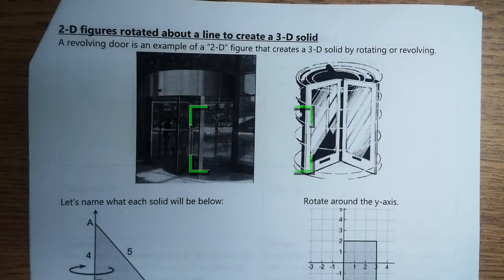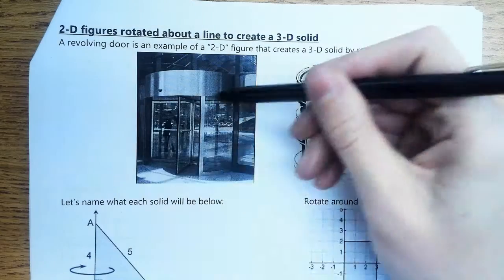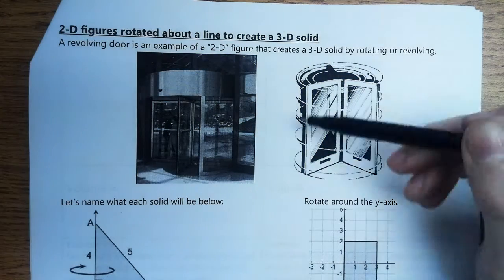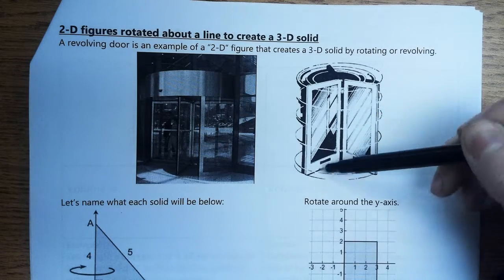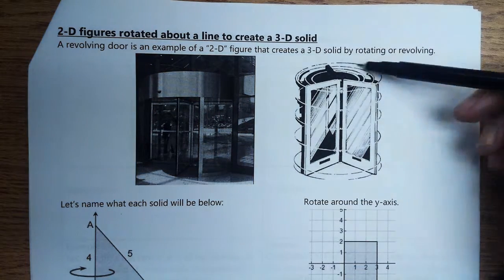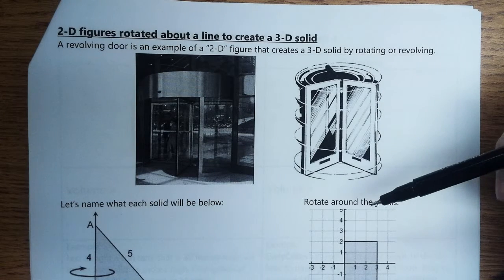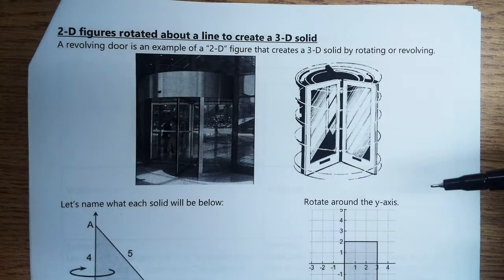So here we're going to talk about rotating solids around a line to make a three-dimensional object. A revolving door is a good example of that. So you take that door and you revolve it all the way around, and it's going to trace a circle or a cylinder. So you've taken this rectangle and it revolves so people can walk through it, and it ends up creating a cylinder. That's why you have that big circle for the door to revolve in, because that's the shape it traces.